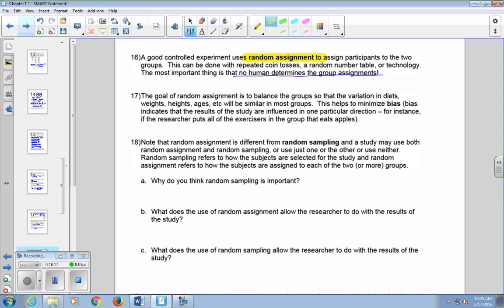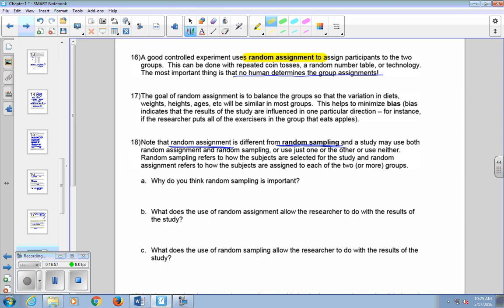So note that random assignment is different from random sampling, okay? We both have random. Random assignment is grouping the people once they're already a part of the study, where random sampling is picking the people to come to be in the study. A study may use both random assignment and random sampling. They may use one or the other or neither. Random sampling refers to how the subjects are selected for the study, and random assignment refers to how the subjects are assigned within the two groups.